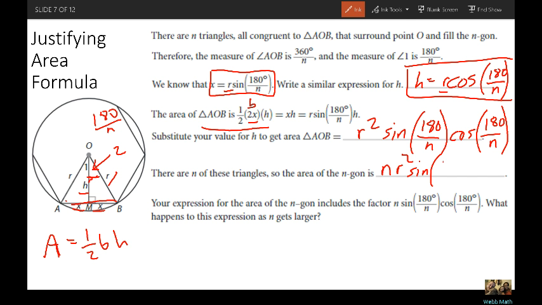So I know it looks like a lot, but you're going to see the prettier version in just a minute. So if I can fit, there we go. Okay, so now your expression is using the factor of this. Now, what happens as the expression of n gets larger? So based off of our essential question, as the number of sides approach infinity, as you get bigger and bigger and bigger, what is this whole thing going to equal?